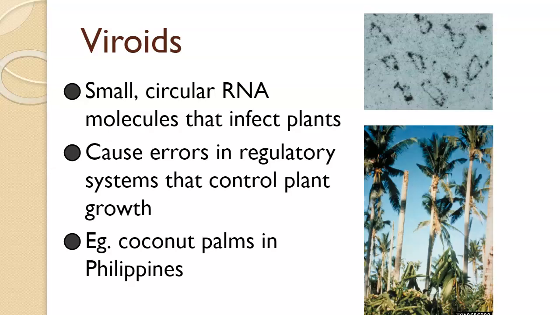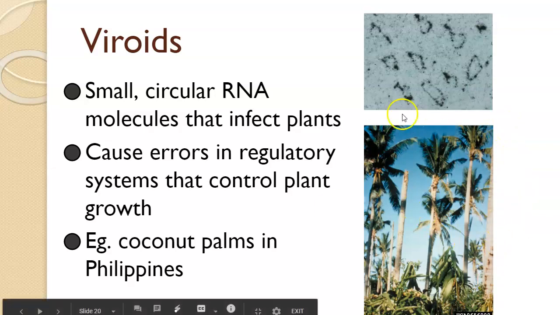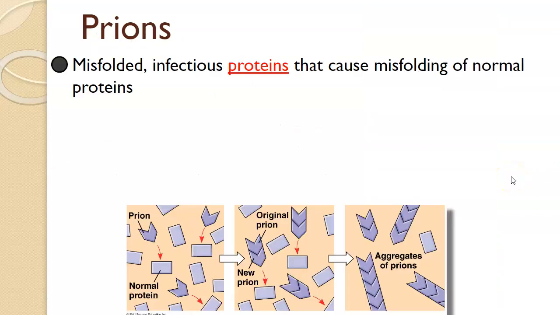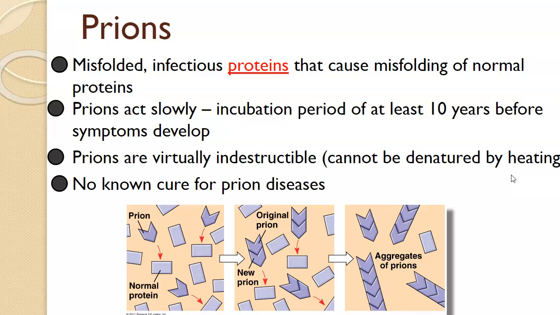The last thing to talk about really is a viroid, which is a small circular RNA molecule that can infect plants. And then it can cause errors in how the plant itself grows. So you can see here at the bottom, coconut palms in the Philippines are unable to grow correctly because of those regulatory system interruptions. Prions are also super cool because it's kind of like an infectious protein.